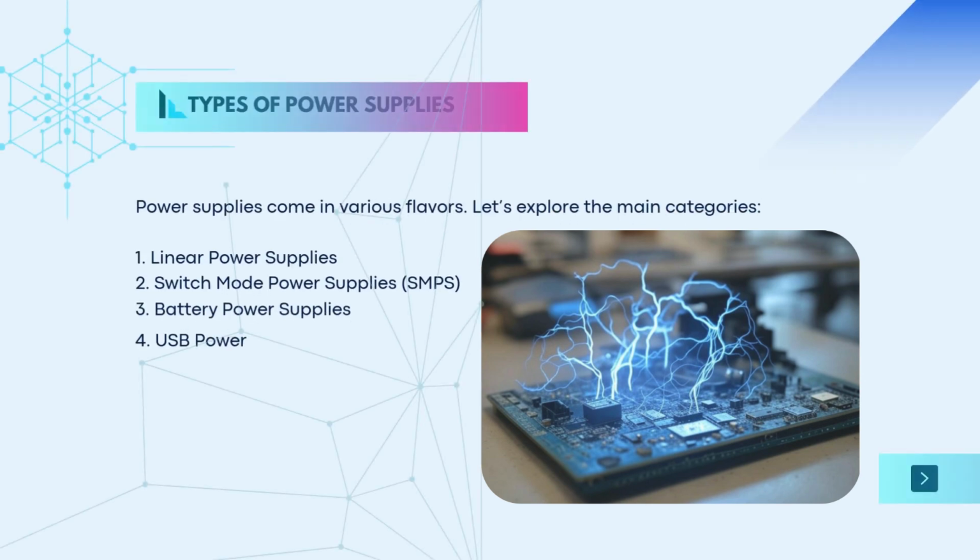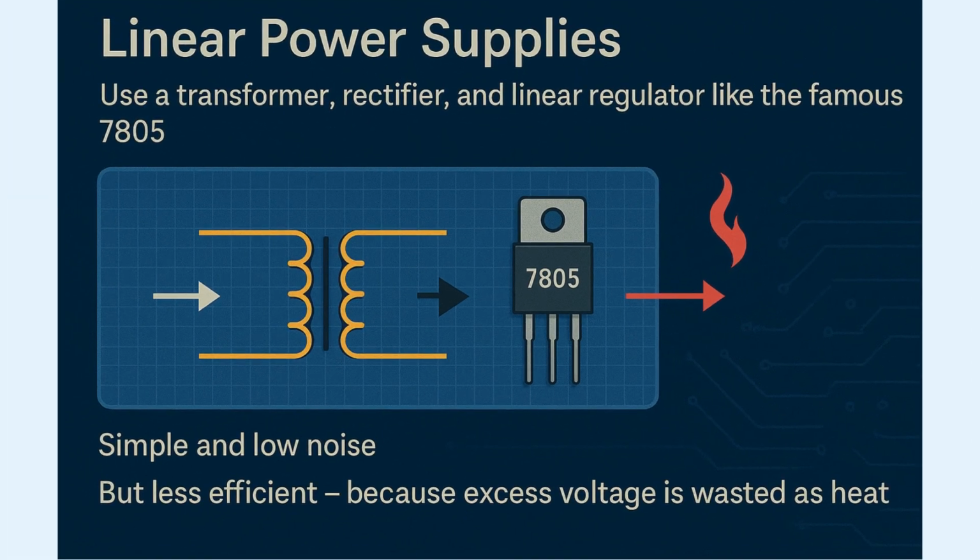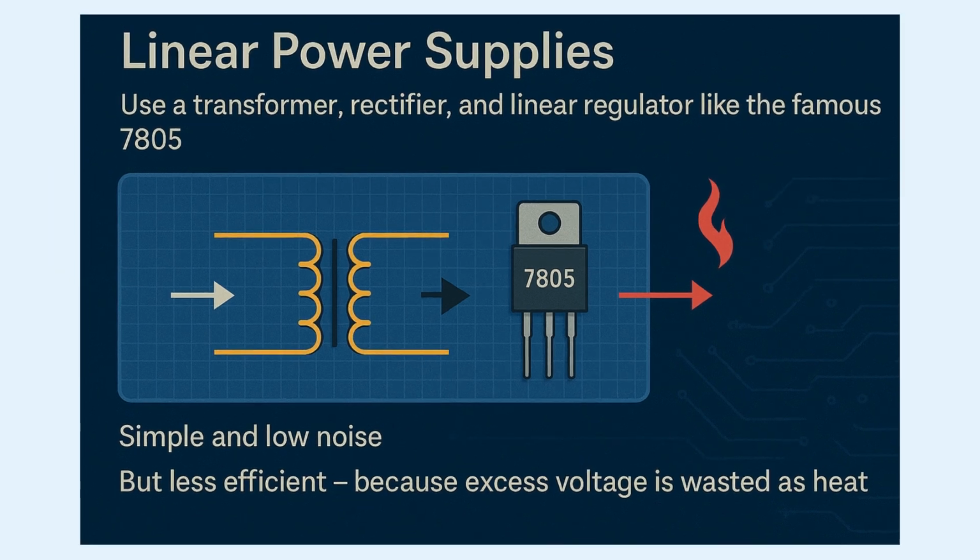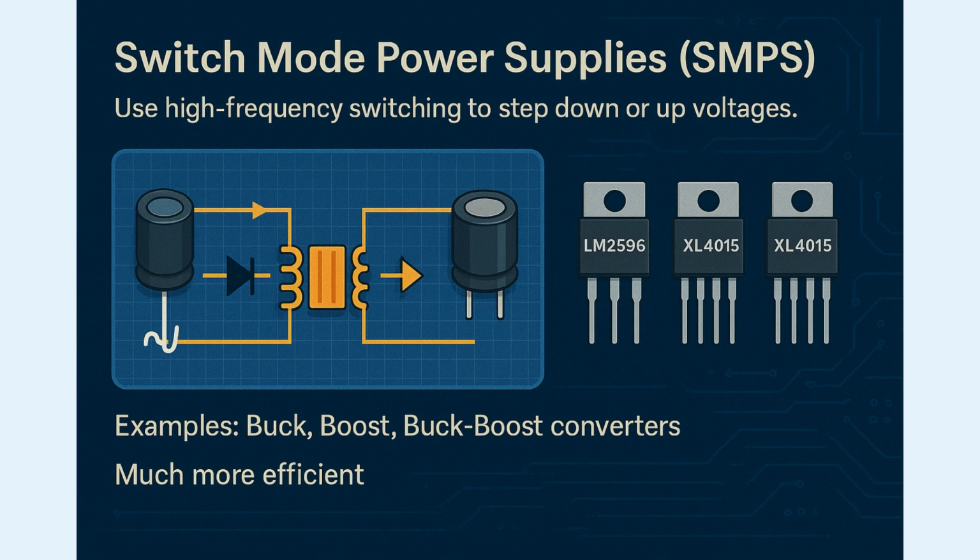Power supplies come in various flavors. Let's explore the main categories. 1. Linear power supplies. Use a transformer, rectifier, and linear regulator like the famous 7805. Simple and low noise, but less efficient, because excess voltage is wasted as heat. 2. Switch mode power supplies, SMPS. Use high-frequency switching to step down or up voltages. Examples: buck and boost converters. Much more efficient. Common chips: LM2596, XL4015, etc.